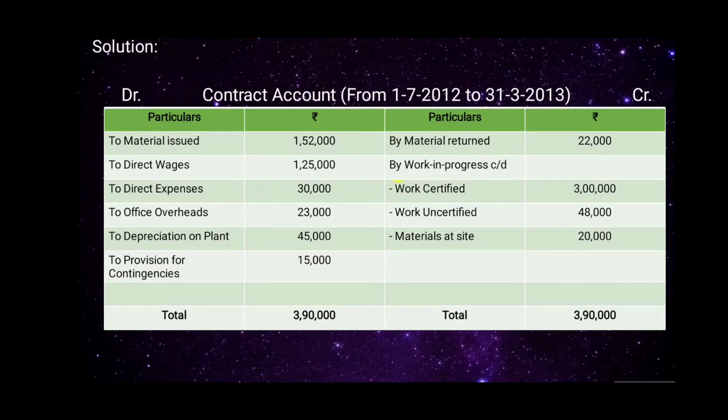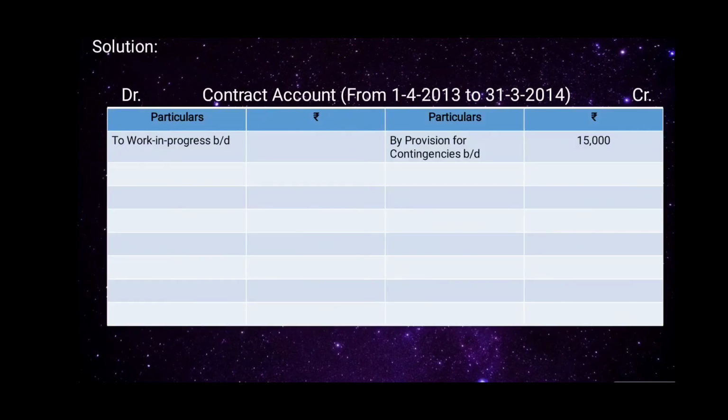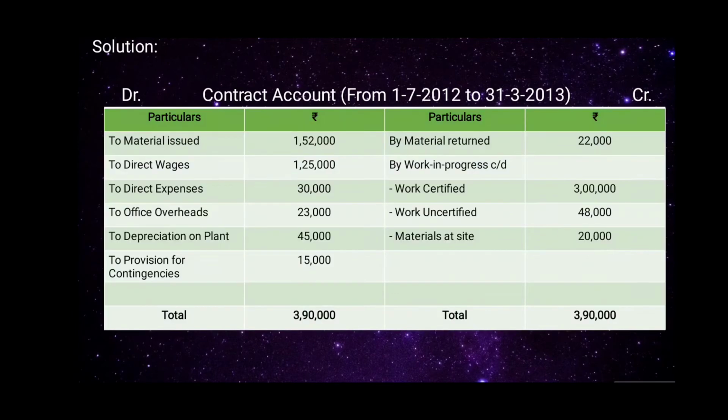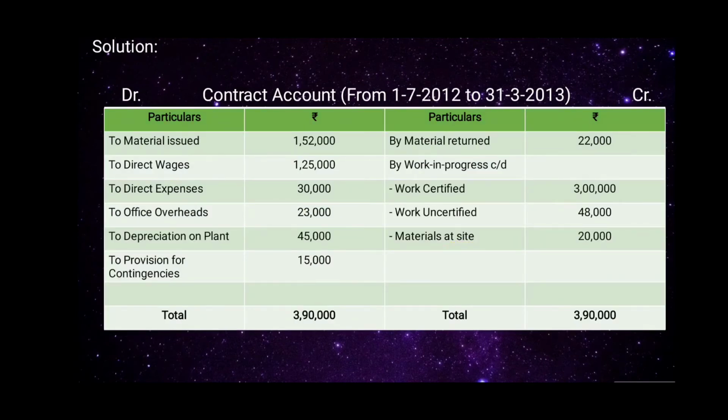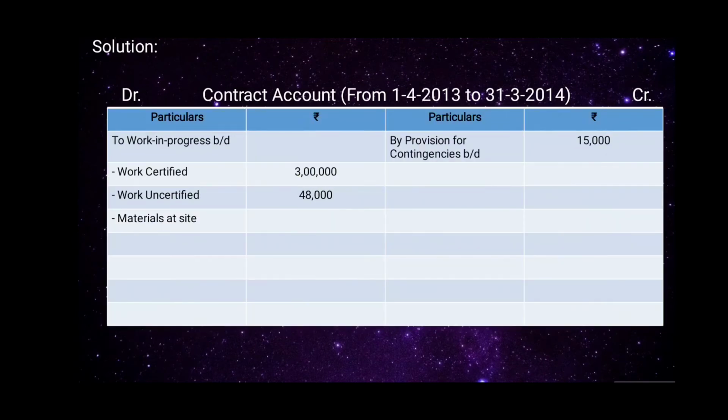Now we'll record the work in progress carried down amount, that is work certified, work uncertified and materials at site, in the next contract account on the debit side. To work in progress brought down, work certified amount is 3 lakhs, work uncertified amount is 48,000. So we'll record it. Work uncertified rupees 48,000. Materials at site amount is 20,000.